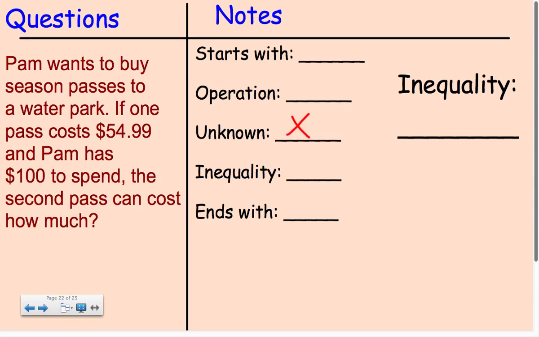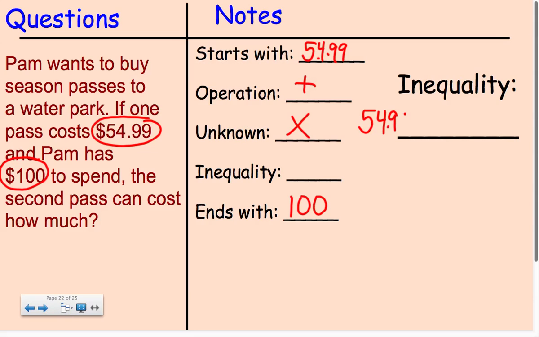Our unknown is x. This time they don't give us any inequality in this sentence, so I'm going to leave that blank. My ends with is my biggest number, which is 100. My starts with is my smaller number, which is $54.99. Now I'm buying 2 passes to the water park. I'm buying 2 season passes. So if I take my 2 passes up to the cash register for them to ring them up, they're going to be adding the price of the 2 to get to my total. So that's why I need the plus.